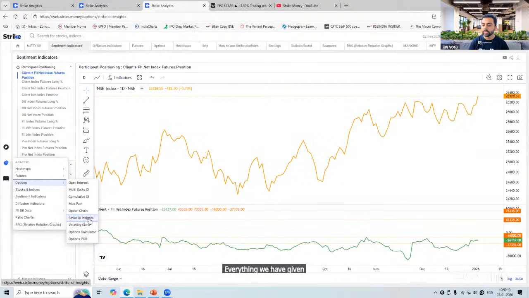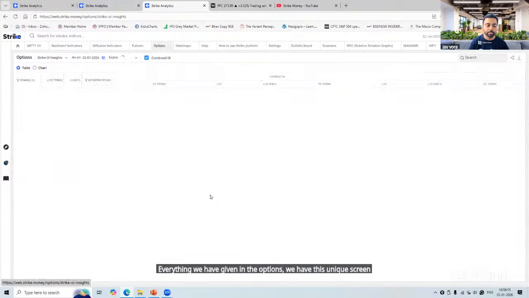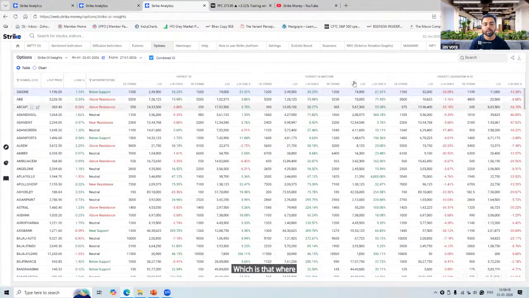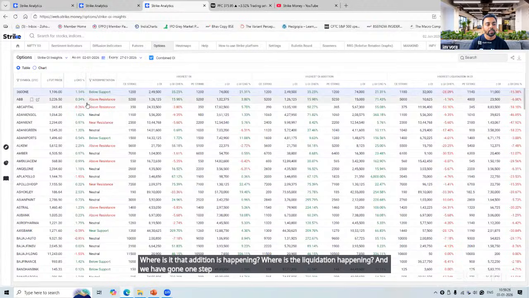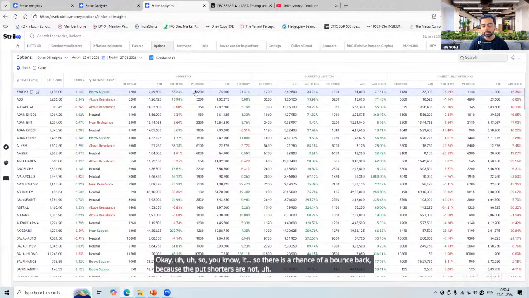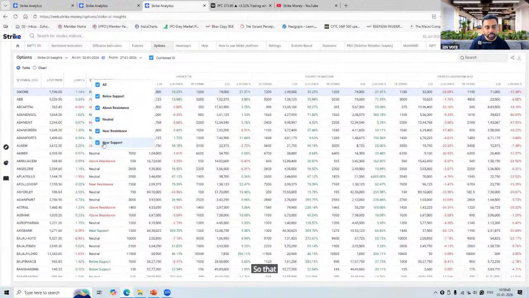In options, we have this unique screen, which intraday people might find very, very helpful: where is the highest open interest? Where is the addition happening? Where is the liquidation happening? And we have gone one step ahead and made those interpretations as well. So if below support, it means prices are going below that strike price. There is a chance of a bounce back because the put shorters are not unwinding their position. So those are the interpretations that we have put.